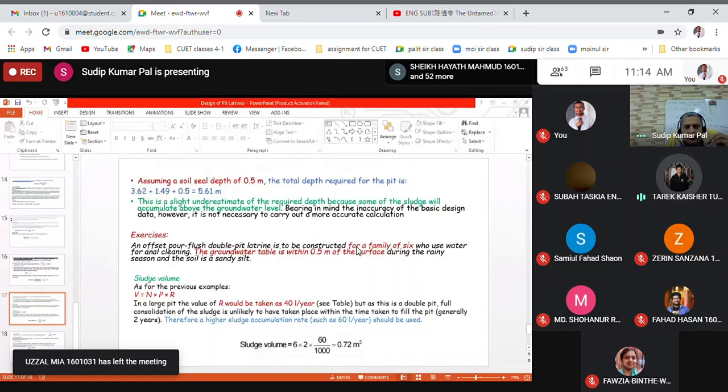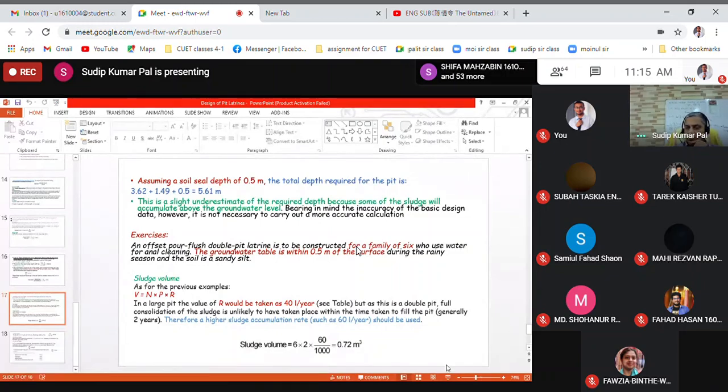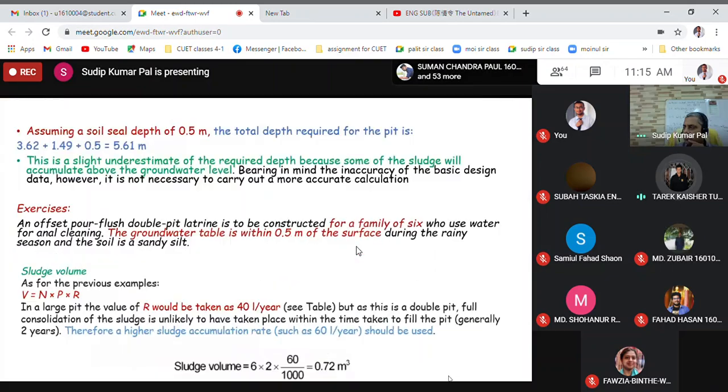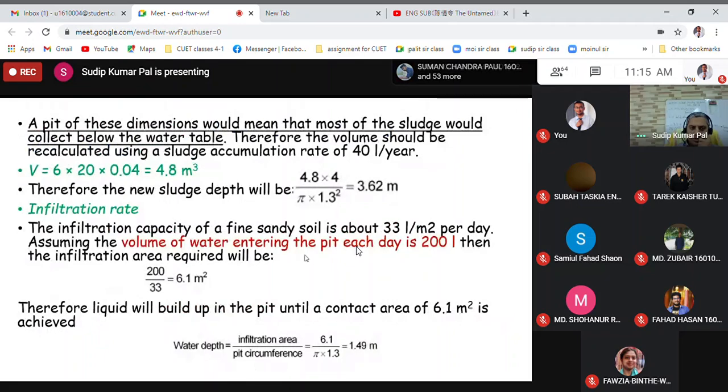Sir, can you please open the previous slide? Just the previous slide. We need the slide. You mean this one? No, sir, the previous of this one. Previous of this. This one. Yes, sir, this one.